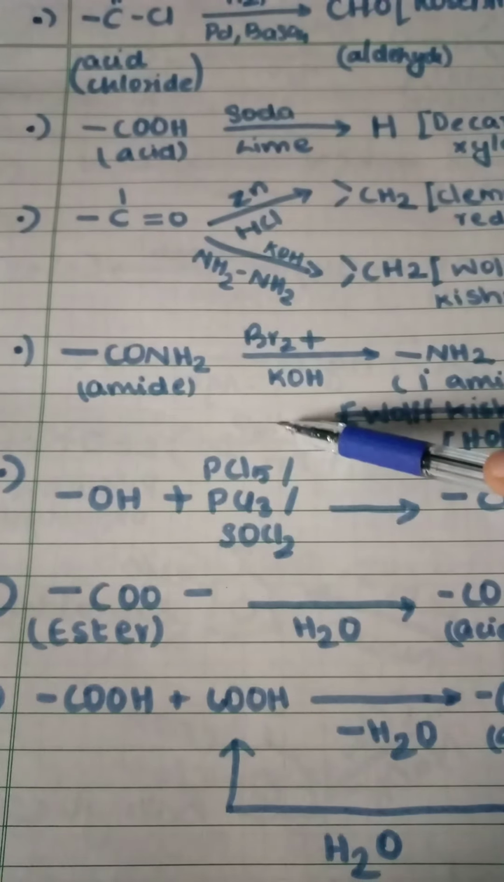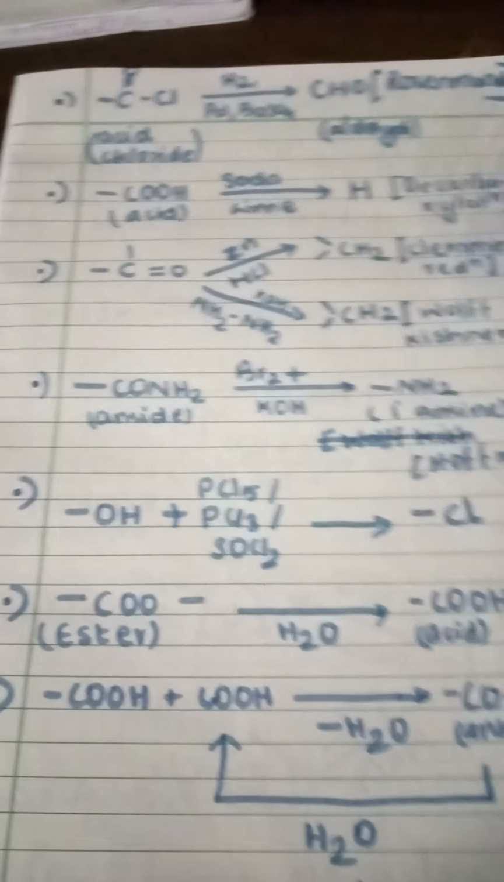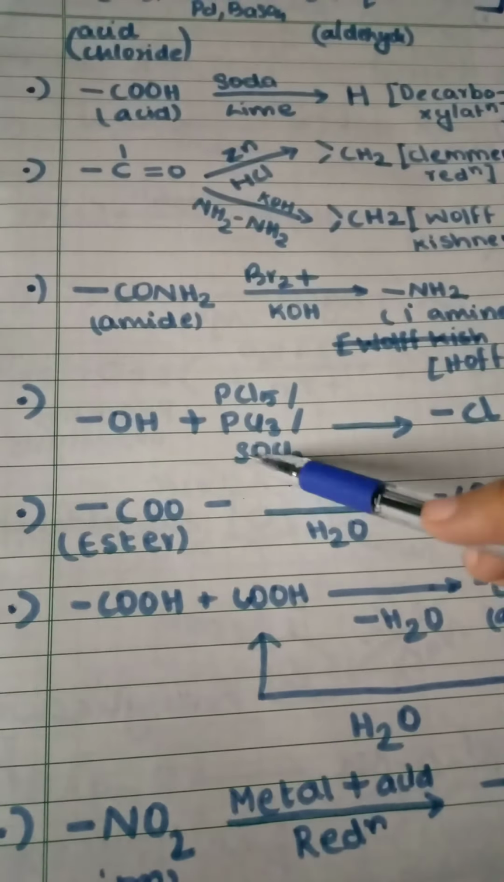And next is, whenever you see OH reacting with PCl5 or PCl3 or SOCl2, we will be left with the pure chlorine. And we have studied in the haloalkanes and haloarenes chapter that pure haloalkane can be obtained with the help of SOCl2. This is not that reaction, I just mentioned it when my mind struck that point. Okay, so this you have to remember.